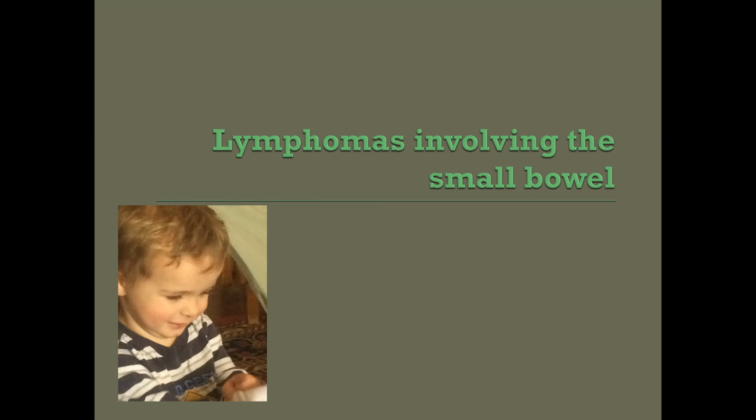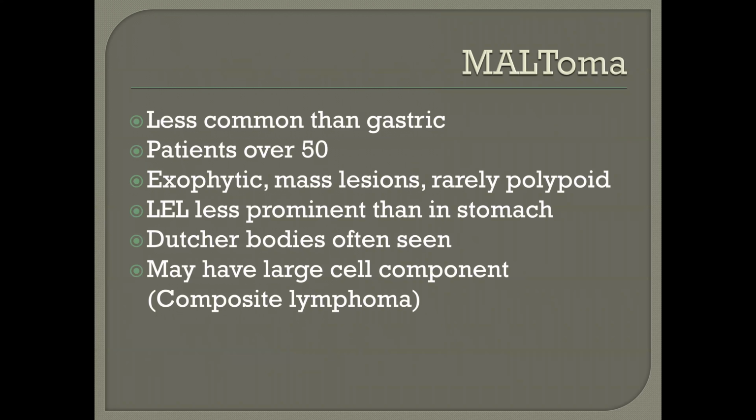These lesions, most common of which is MALToma, are less frequently seen in the small bowel than in the stomach. Usually these are older patients. They have an exophytic mass lesion, but we don't see the lymphoepithelial lesions quite as commonly as we would in the stomach. We may see Dutcher bodies or Russell bodies not infrequently, and sometimes they're mixed with a large cell component as well.